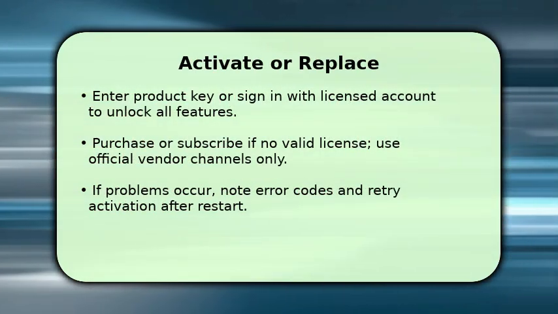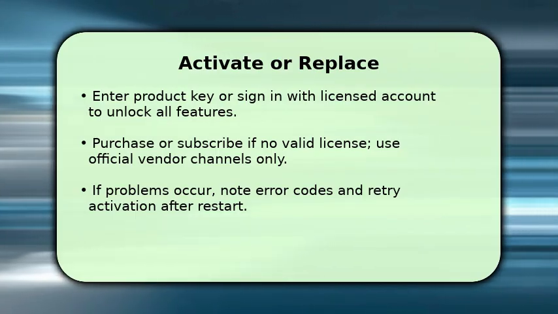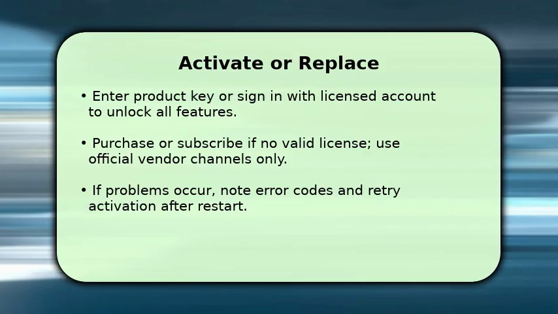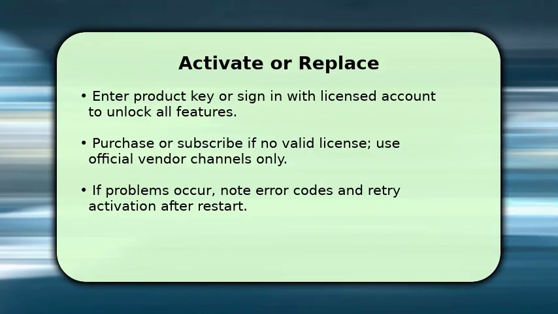Sign in with the licensed account or enter your product key to unlock features. If you don't have a license, purchase through the official vendor or switch to a supported free alternative. Once activation is attempted, restart the app and verify the status. If activation fails, record any error codes, double-check network and account details, and retry. One key troubleshooting tip is to run the built-in activation troubleshooter after a reboot before contacting support.